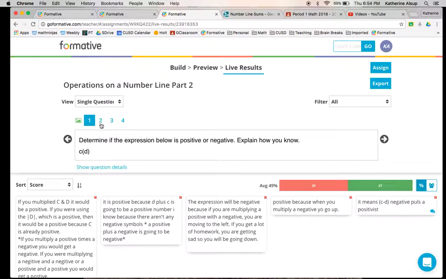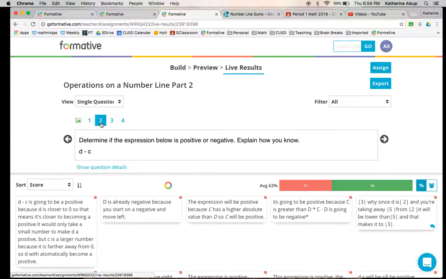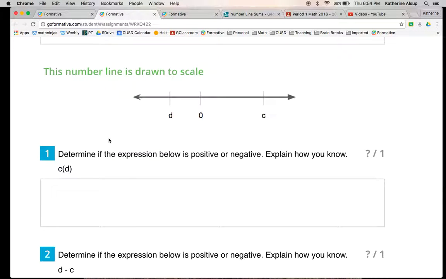For question 2, we had 61% get it correct. And I suspect most students that knew that it was negative may have talked about absolute value in their explanation, so they didn't get the full points there.